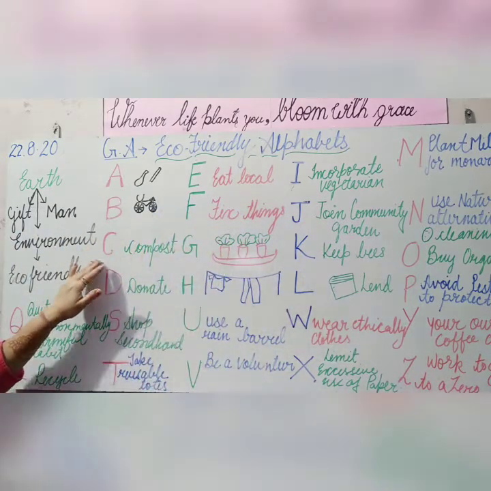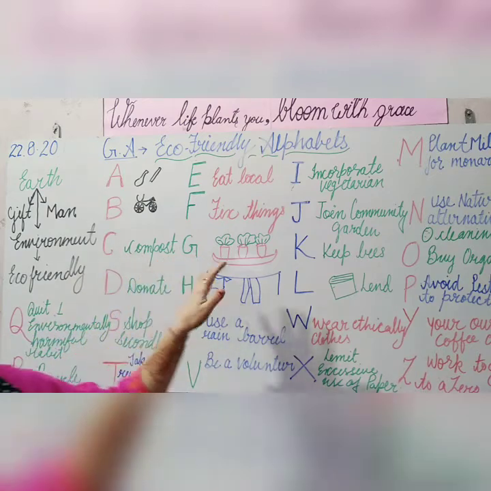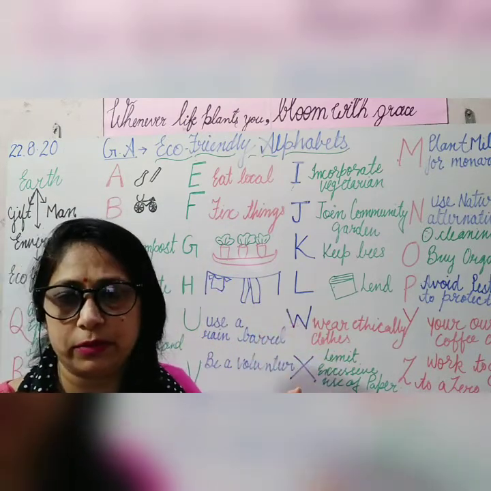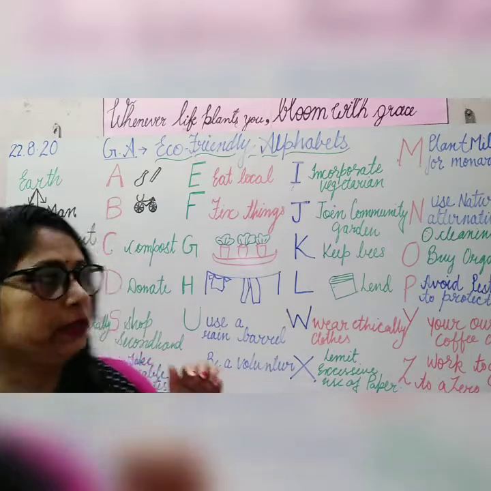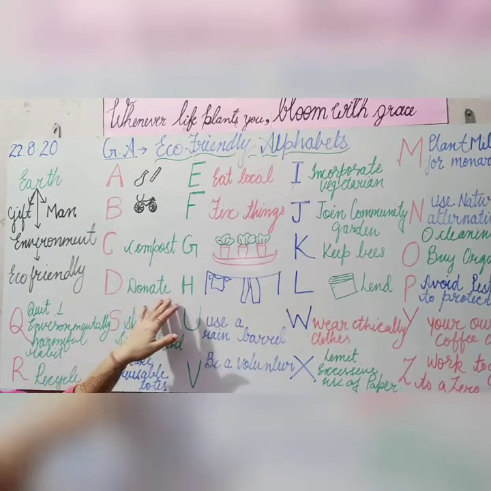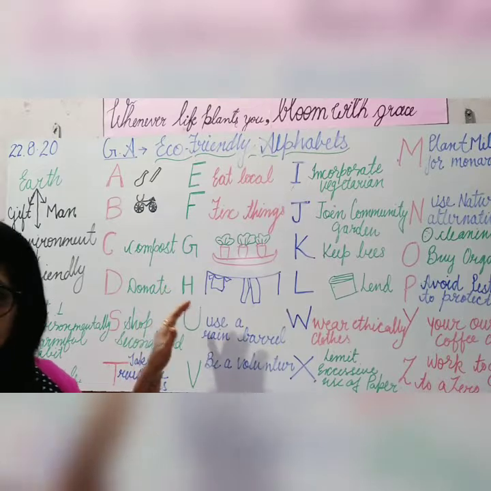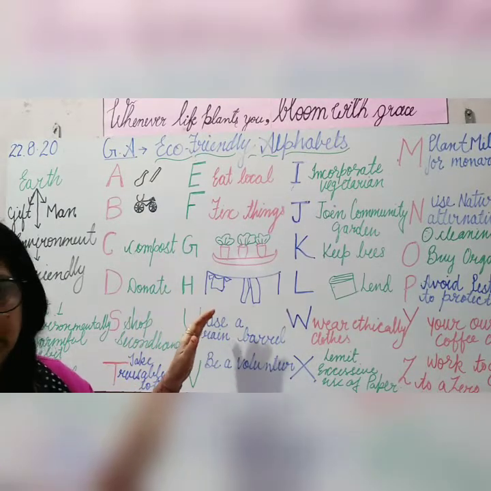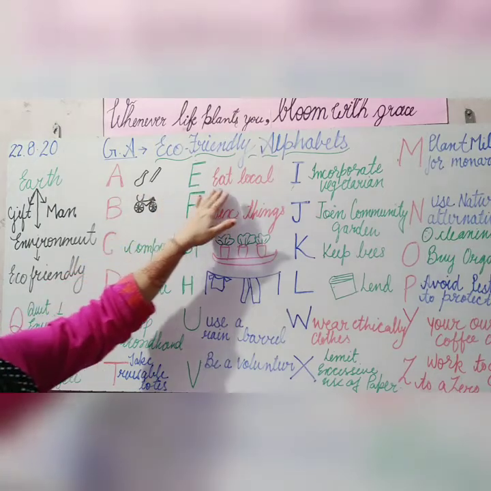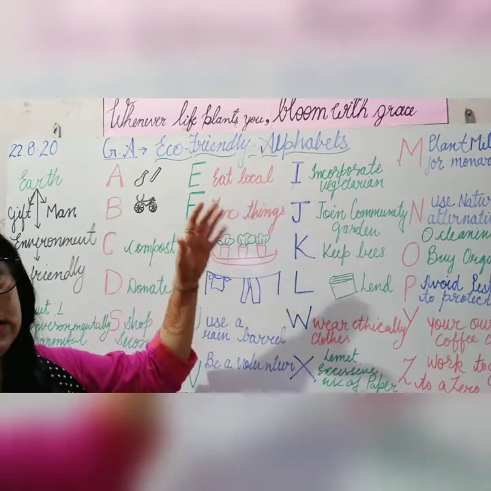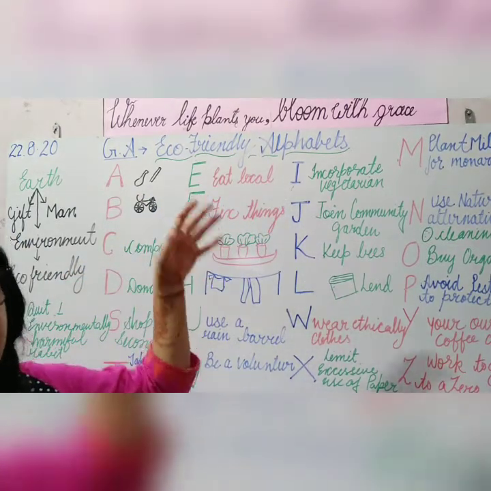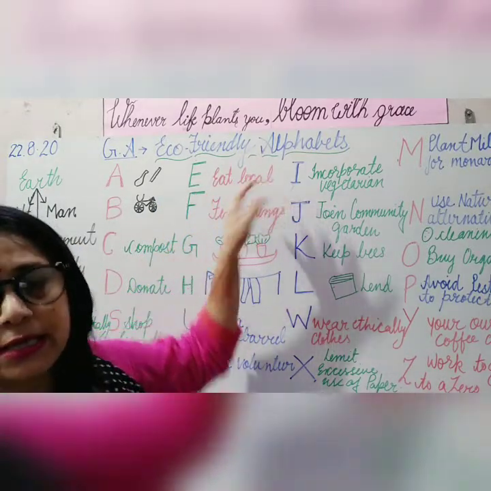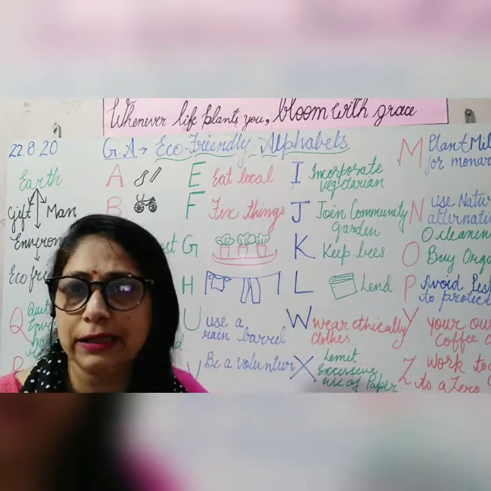Okay? C for compost. We should try to compost the kitchen waste, the vegetable peels and fruit peels. Okay. D for donate your old books and your old clothes to the needy persons. Clear? E for eat local, the things which are available in your market, nearby your market. You should eat those things and you should eat healthy things.